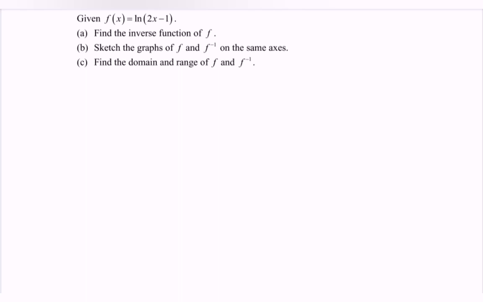Hello everyone, in this video I'm going to discuss the example for function and graph. Given we have the function f(x) which is equal to ln(2x - 1). A. Find the inverse function of f.